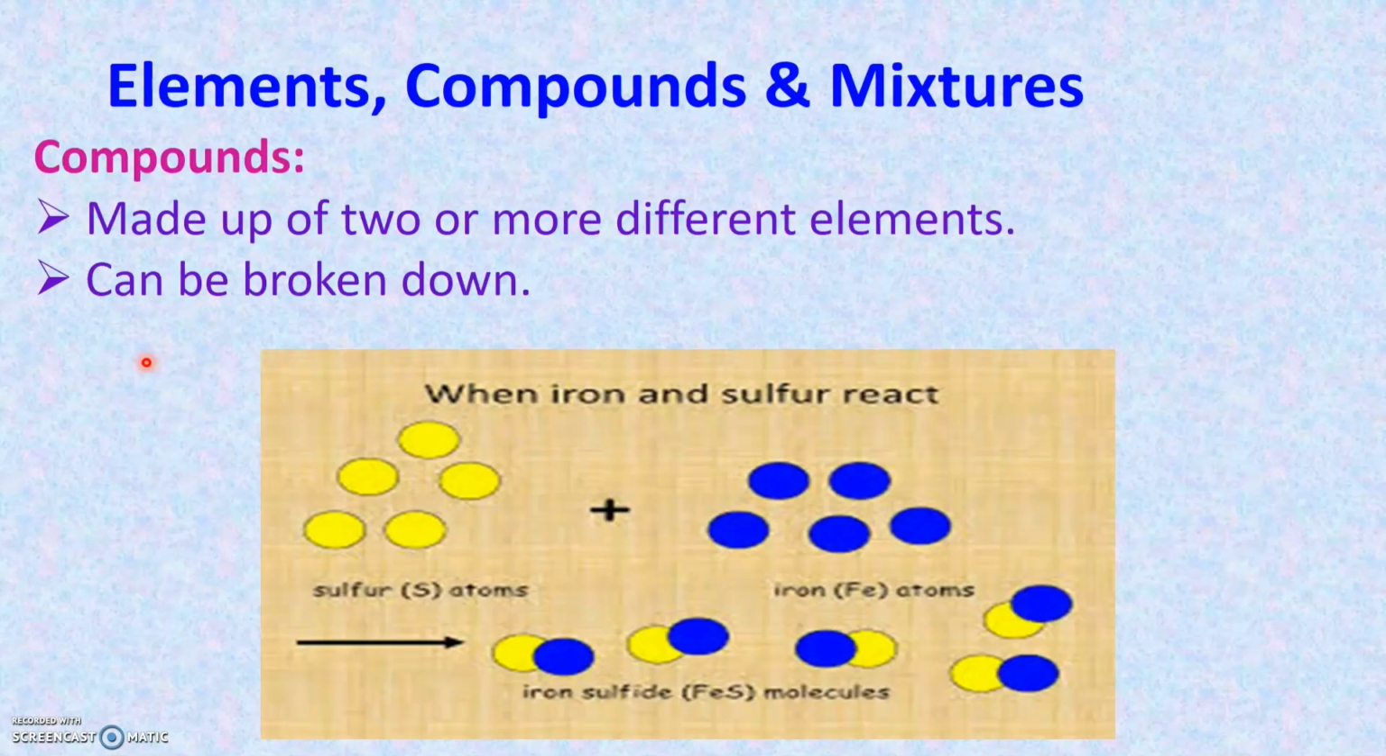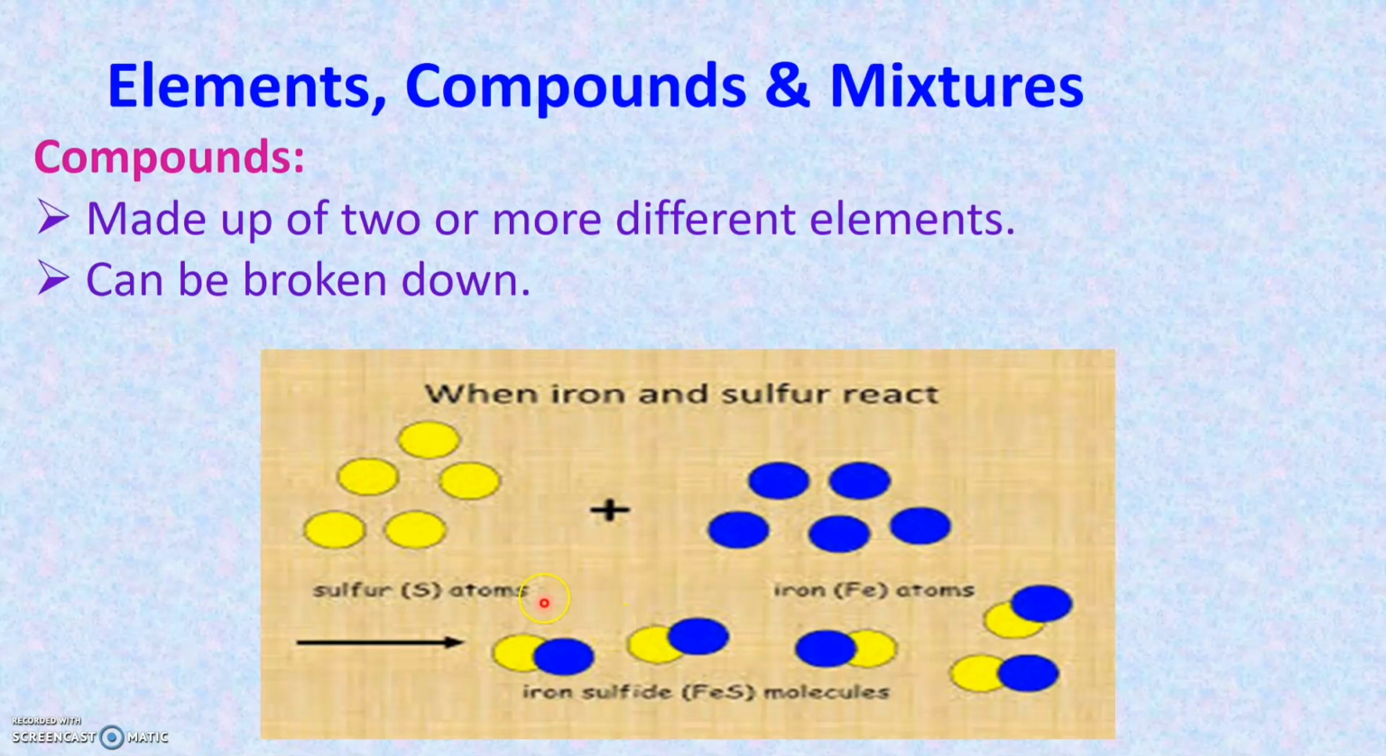Now let us see what compounds are. Two or more different elements combine together to give a compound. Unlike elements, compounds can be broken down into elements. This can be done by chemical methods.